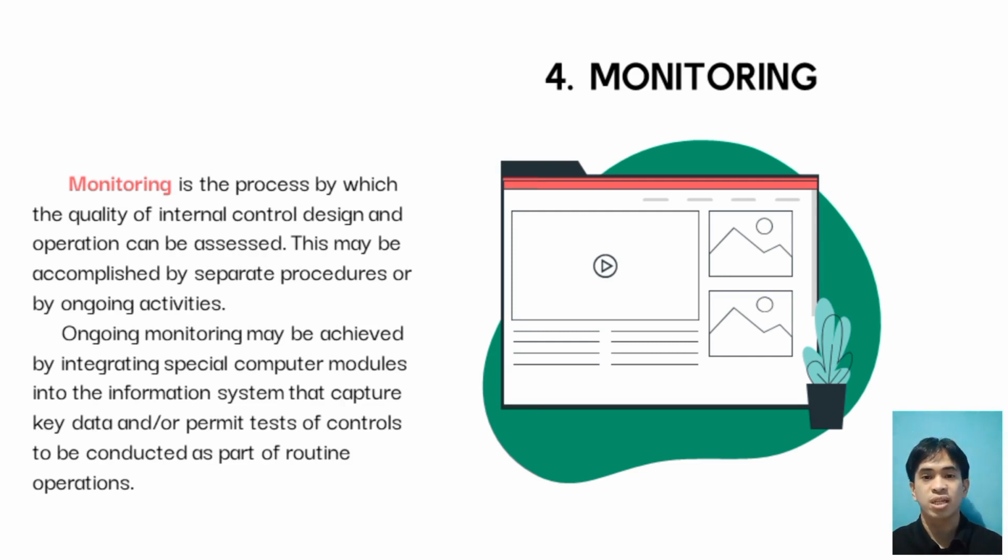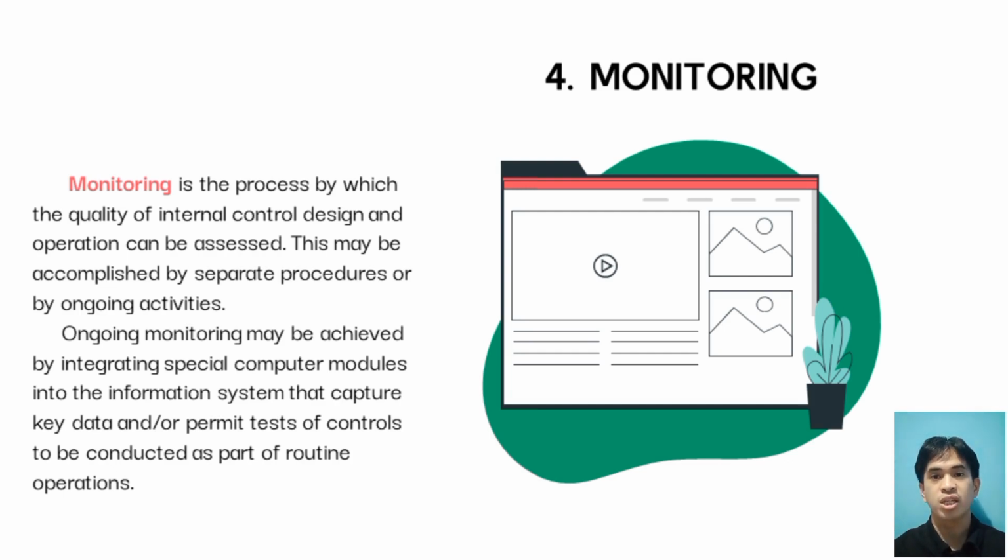This may be accomplished by separate procedures or by ongoing activities. An organization's internal auditors may monitor the entity's activities in separate procedures. They gather evidence of control adequacy by testing controls and then communicate control strengths and weaknesses to management. As part of this process, internal auditors make specific recommendations for improvements of control.